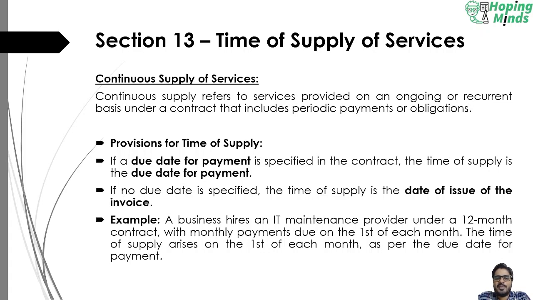For example, a business hires an IT maintenance provider under a 12-month contract with monthly payments due on the 1st of each month. The time of supply arises on the 1st of each month as per the due date of payment. Here the contract specifically provides for the due date of payment, that is the 1st of the month. Hence, the time of supply will be the 1st of every month.